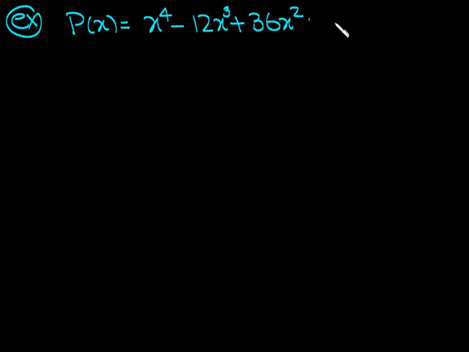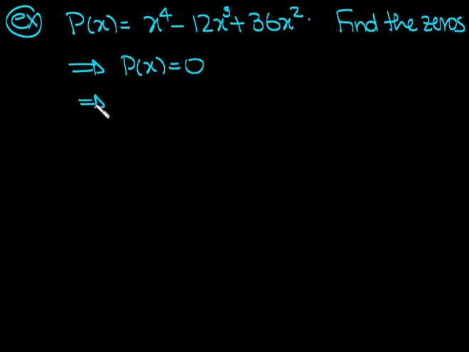Let's say I have p of x is equal to x to the 4th minus 12x cubed plus 36x squared. Same question, find the zeros or the roots. This implies we want to take p of x and set it equal to 0. So we get x to the 4th minus 12x cubed plus 36x squared is equal to 0.